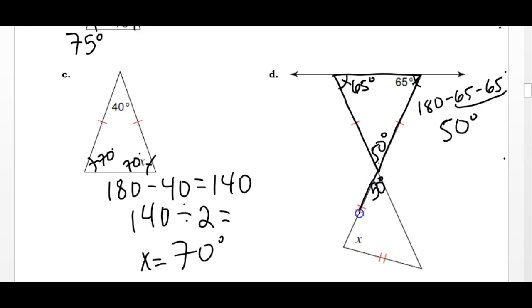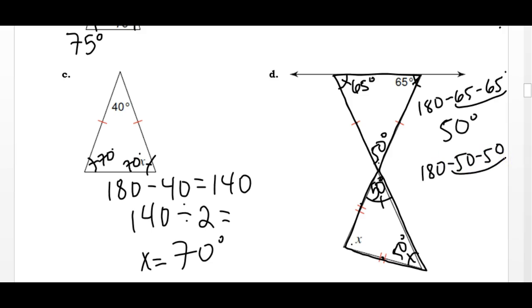And I see another triangle down here, and it is an isosceles triangle at kind of a funky angle, but my isosceles sides are here, so my base angles right here are the congruent angles. So I can throw another 50 in this corner, and then use my 180 rule to find the answer for x. That's 100, so 180 minus 100 is 80 degrees.